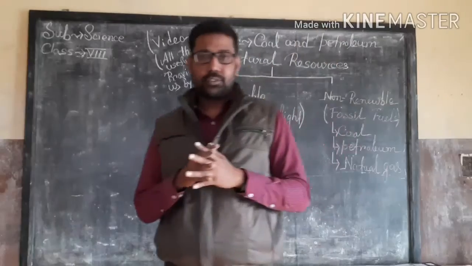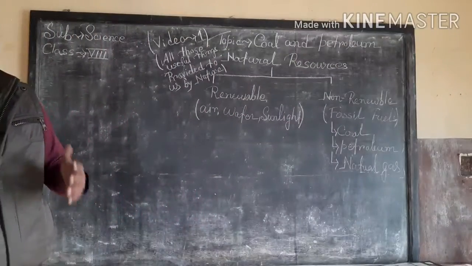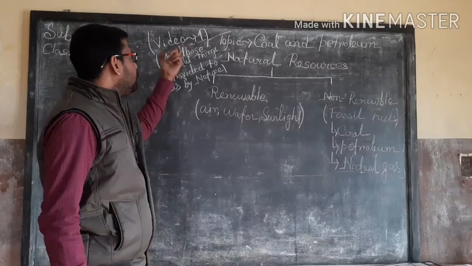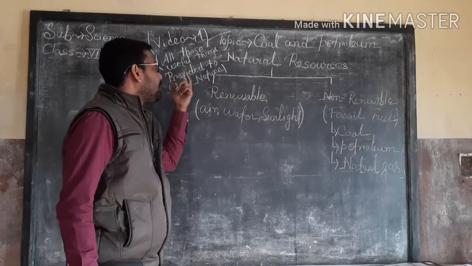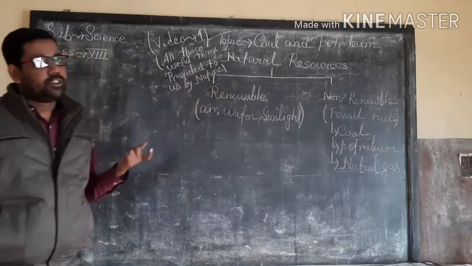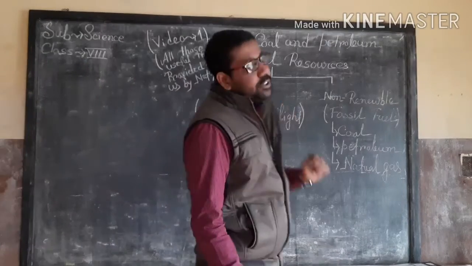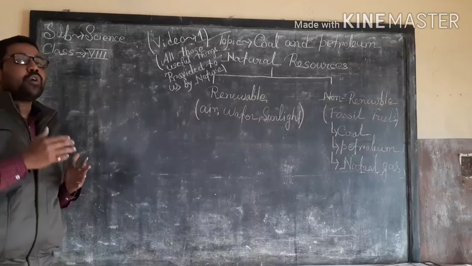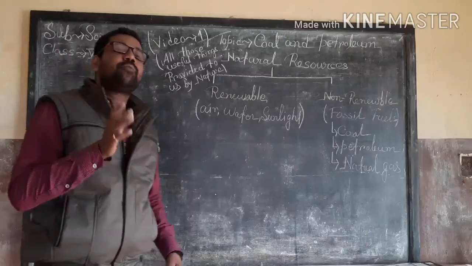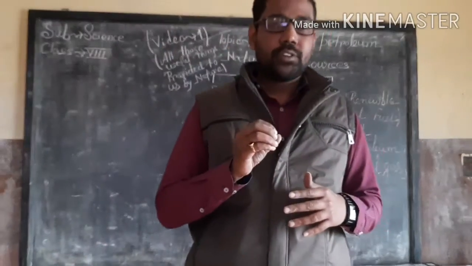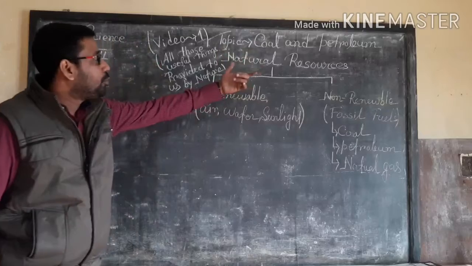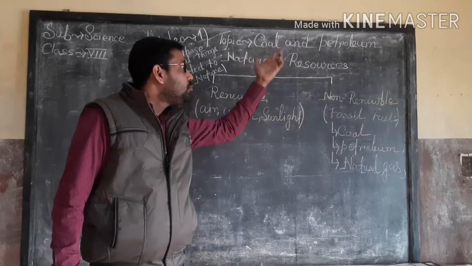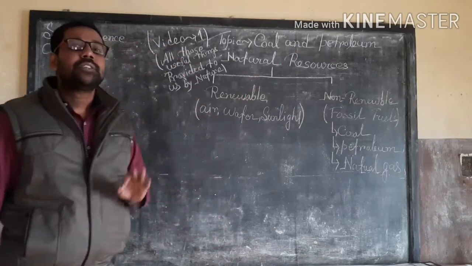What are natural resources, or which type of things are called natural resources? The definition is all those useful things provided to us by nature. All those things which are provided to us by nature are called natural resources. So coal and petroleum are included in this, as these two things are also provided by nature.